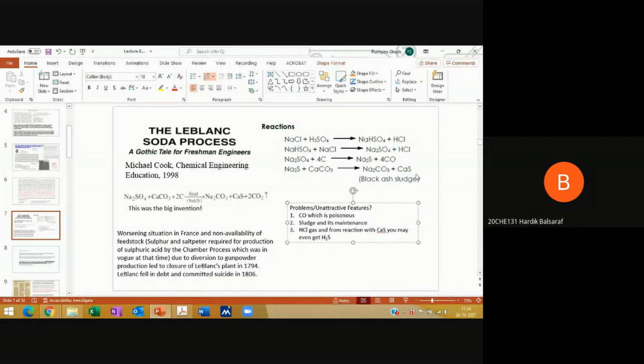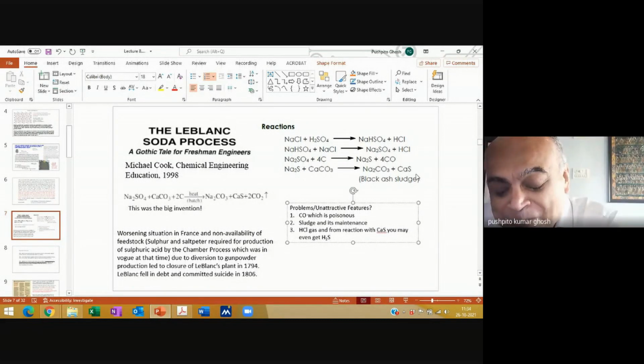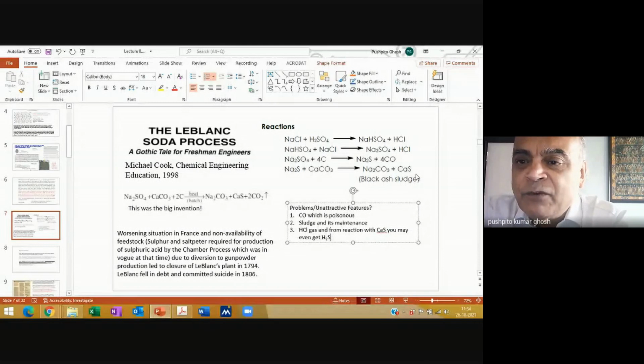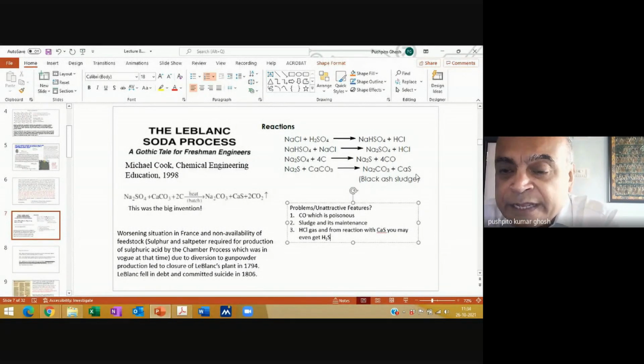Excuse me, sir. So this H2S, sir, if it was found, could it be used for production of sulfuric acid again? We'll come to that. But in the earlier days, the HCl from the atmosphere would probably have been reacting with the calcium sulfide, and the H2S was going, and there was a stink of H2S. You know how badly H2S smells.